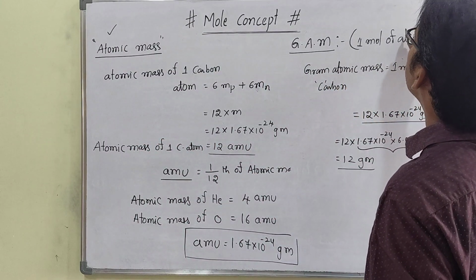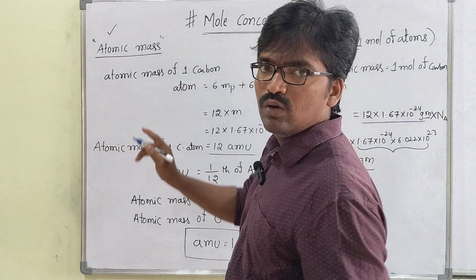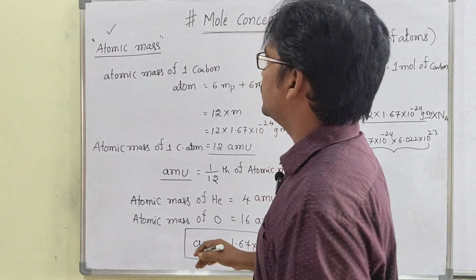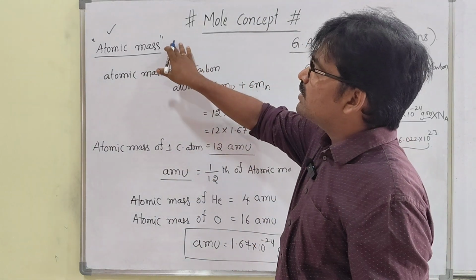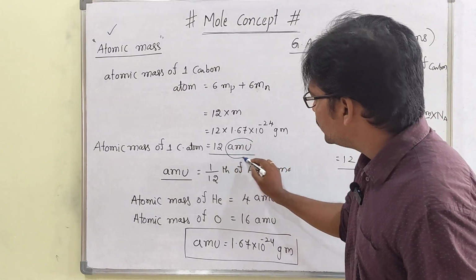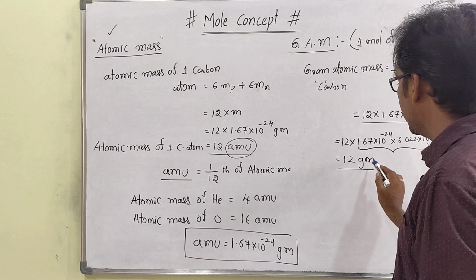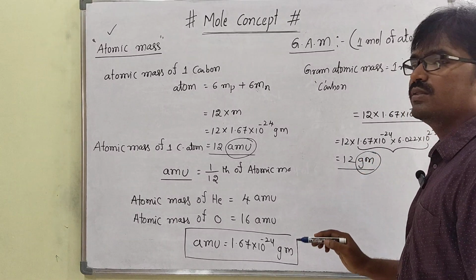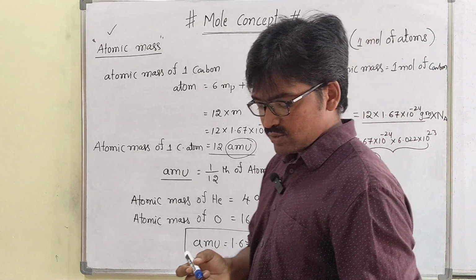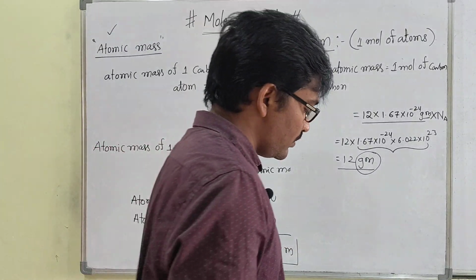So gram atomic mass means we are calculating for 1 mole of atoms. Then atomic mass means we are calculating for only 1 atom. We represent atomic mass in atomic mass units. Then gram atomic mass, sir, we represent in grams. Understand, my dear students? So this is the difference between atomic mass and gram atomic mass.